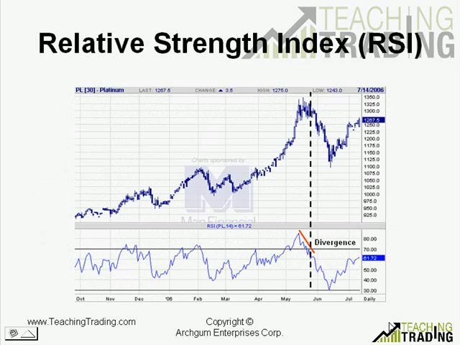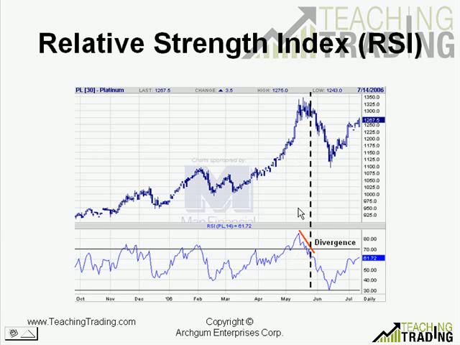So here we have an example of the RSI. Now values over 70 are considered overbought, and values below 30 are considered oversold. So we see that the RSI has broken through the 70 barrier into the overbought territory, which is caused by this dramatic price increase in the security.